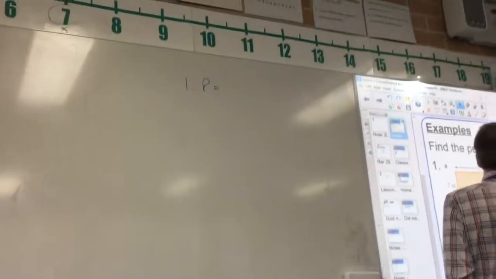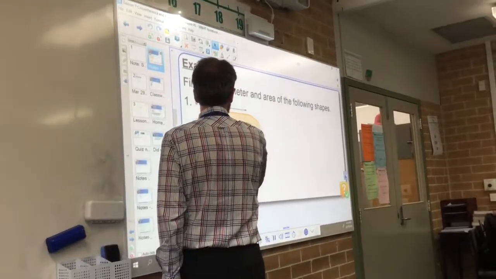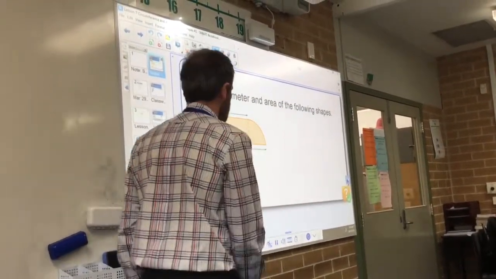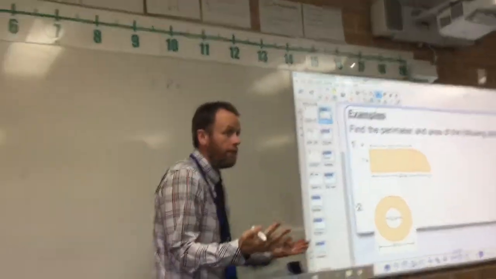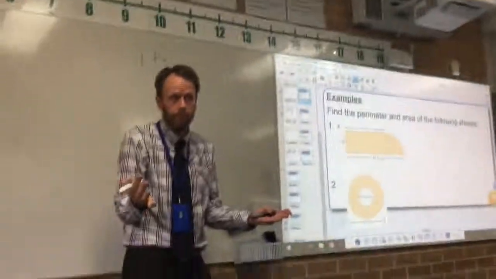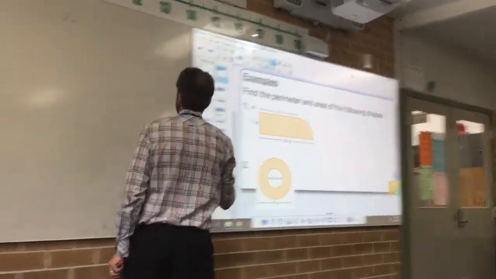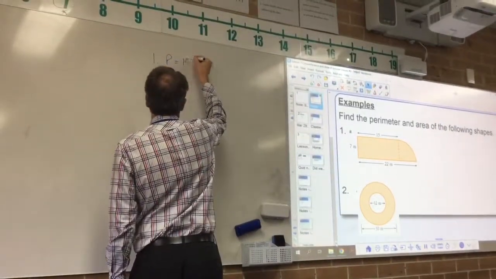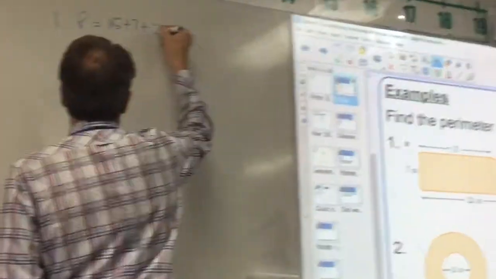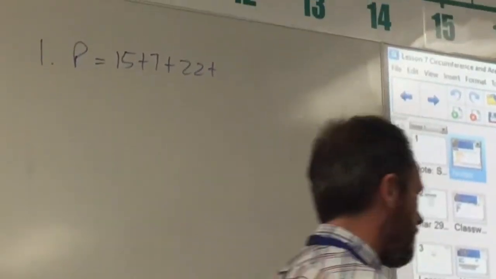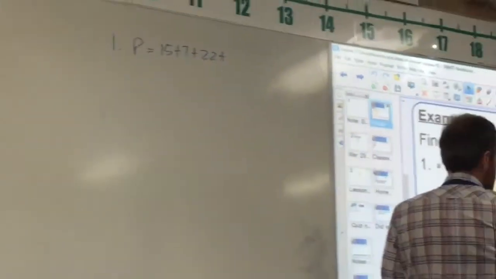When I have a look, it looks like I've got 1, 2, 3, 4 sides. So I want to add 4 numbers together. The first 3 are pretty straightforward, 15, 7 and 22. So we can just write those up. It's this 4th one that's going to throw us.